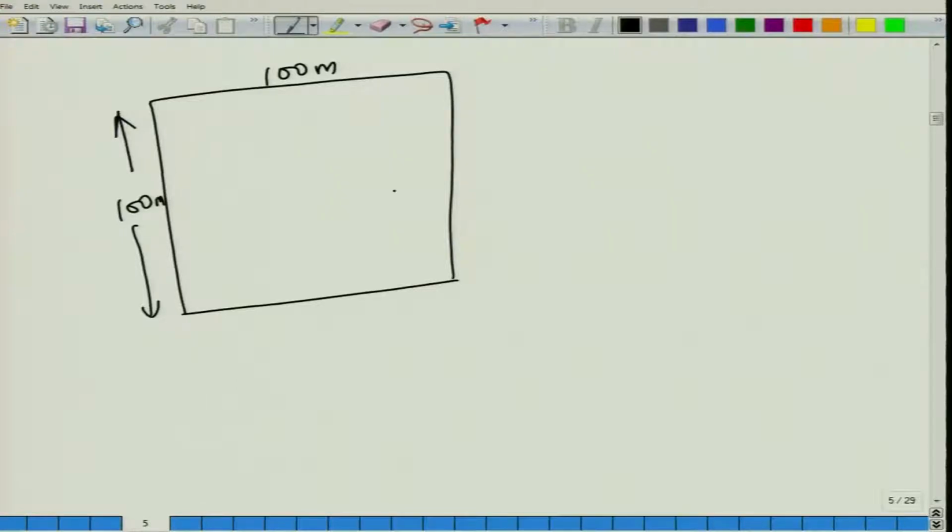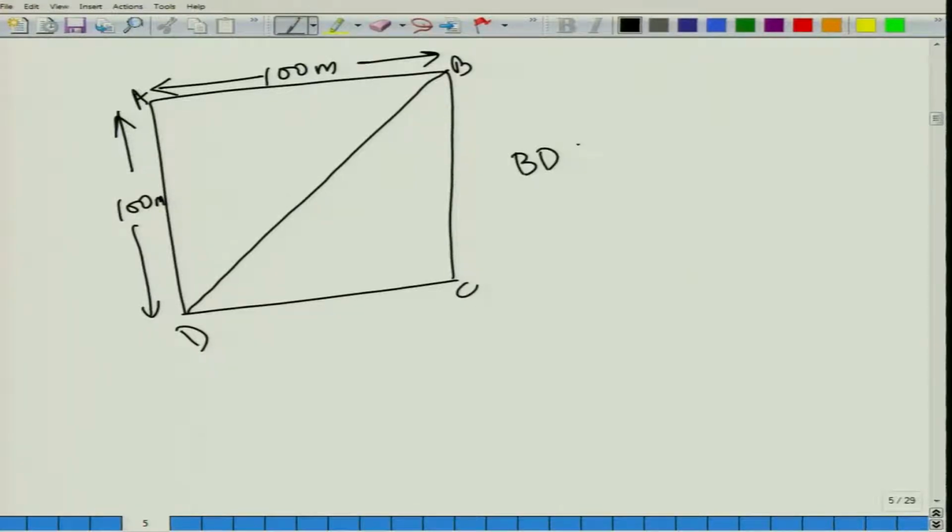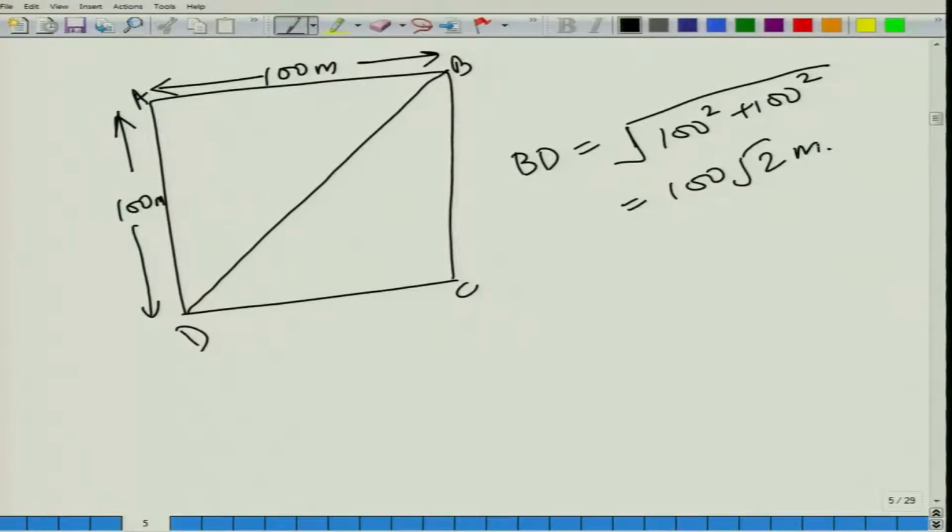Because this is a square, all the sides are equal, so we first of all figure out this distance. Let us call it A, B, C, D. Now, we know that BD is equal to square root of 100 square plus 100 square, which is 100 root 2 meters. So, this distance BD, which is the diagonal in this case, is 100 root 2 meters.